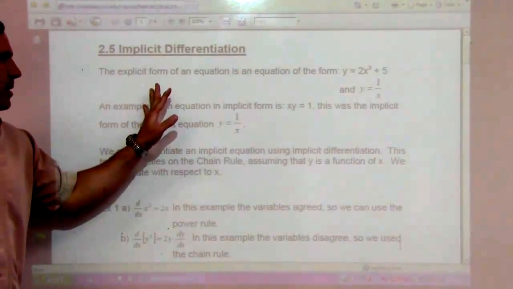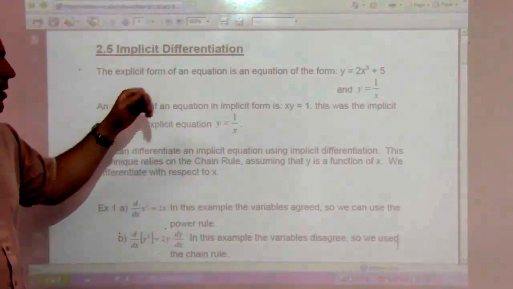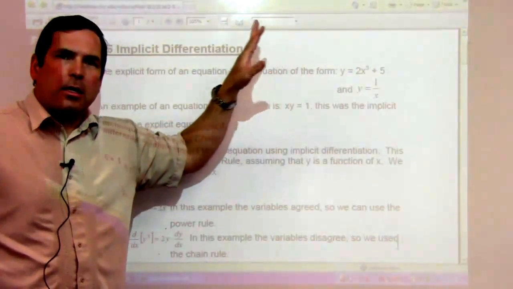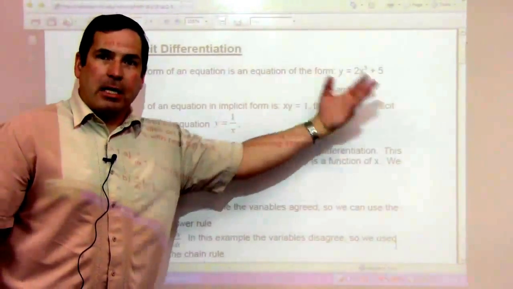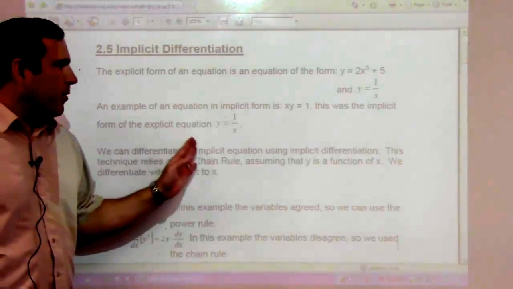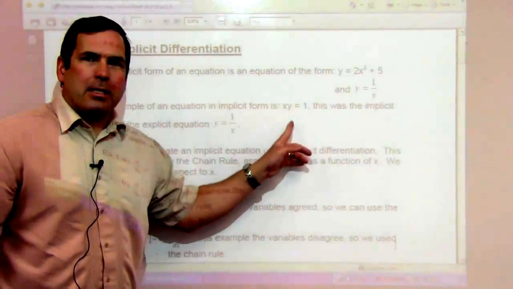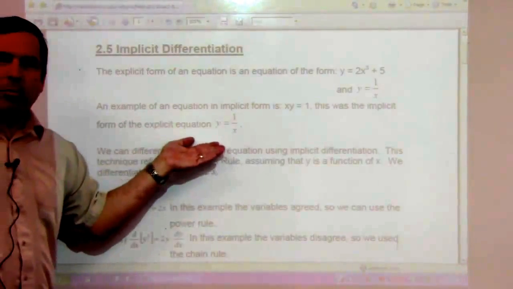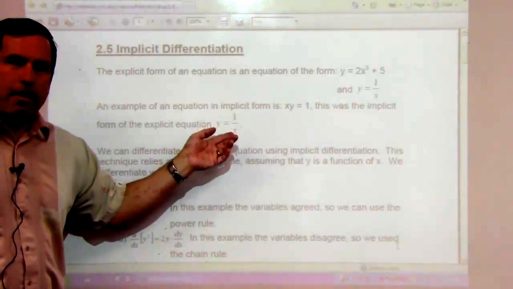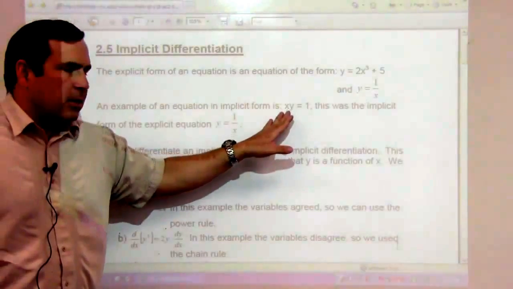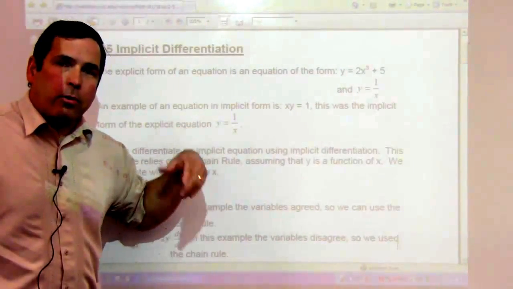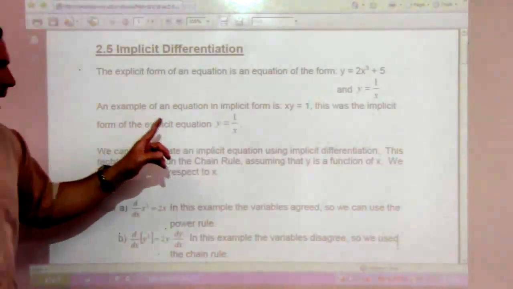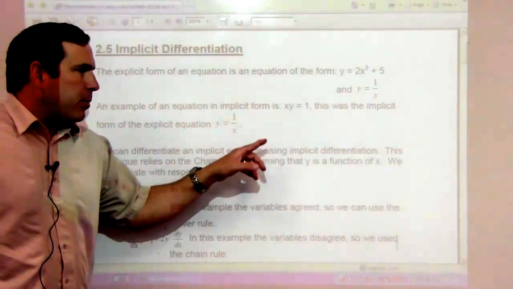So, the explicit form of an equation is an equation in the form y equals 2x cubed plus 5 or y equals 1 over x. That's an explicit form. It's solved for y equals something. An example of an equation in implicit form would be x times y equals 1. That's the implicit form, whereas the explicit form would be y equals 1 over x, where we solve for y. So the implicit form of an equation is whenever the y would not be isolated, or one of the variables is not isolated. So we can differentiate an implicit equation using implicit differentiation.